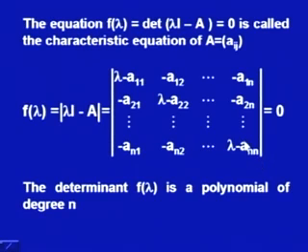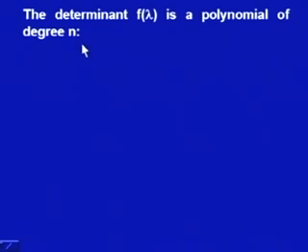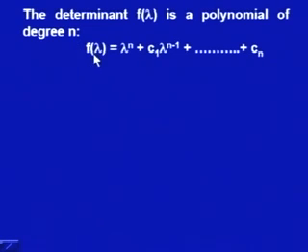So, we will be having n such factors, and that means this equation when expanded will be a polynomial of degree n. So, we say this determinant is a polynomial in lambda and it is of degree n. So, this characteristic equation is a polynomial of degree n, so f(lambda) can be written in this form: lambda raised to power n plus C1 lambda^(n-1) plus ... plus Cn.